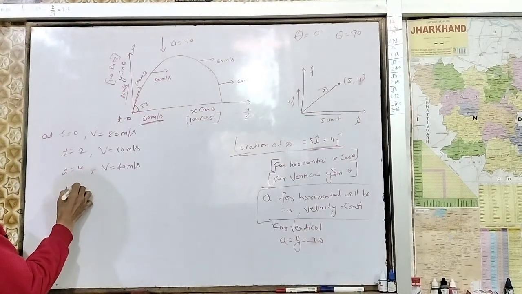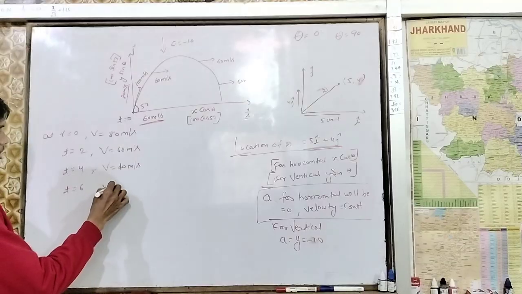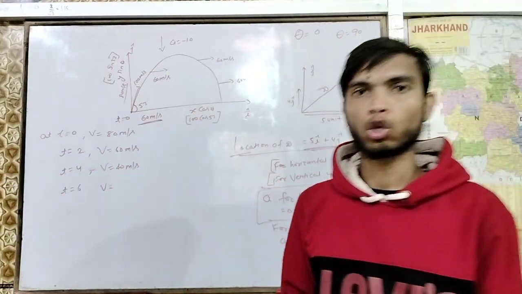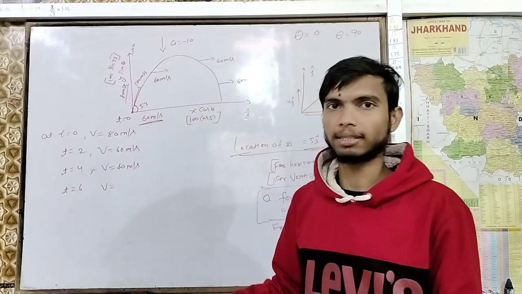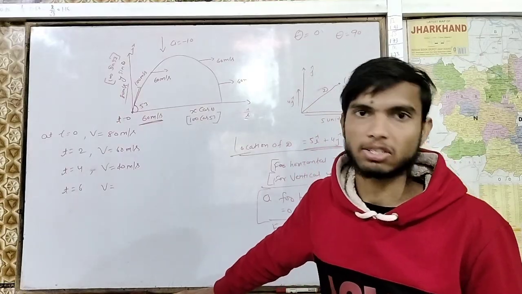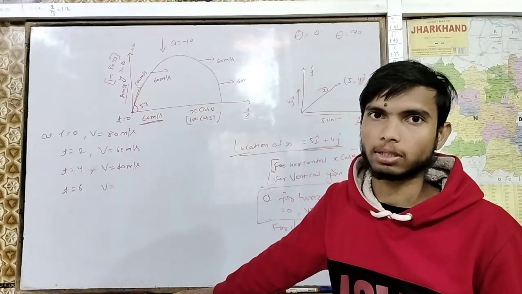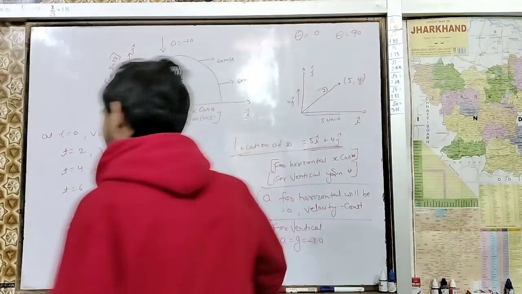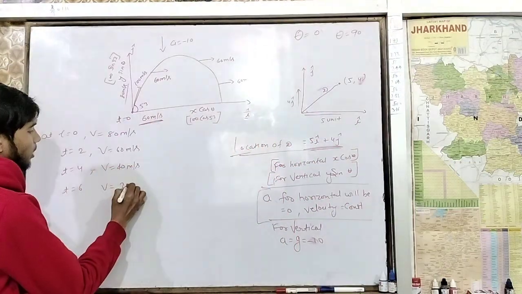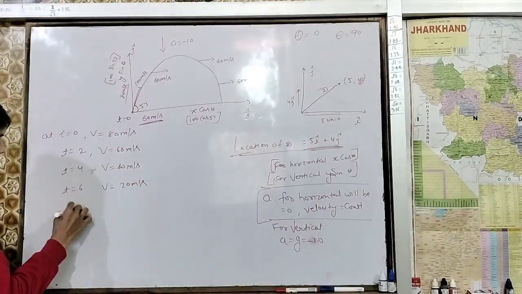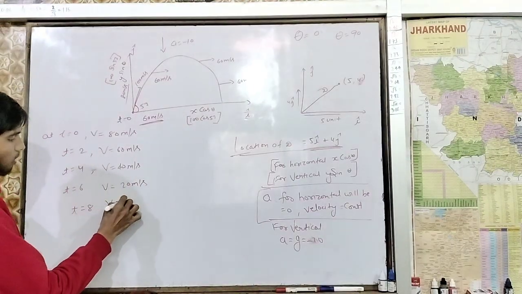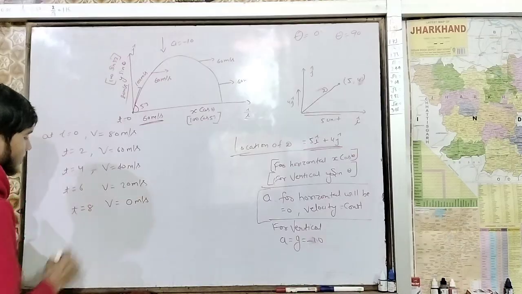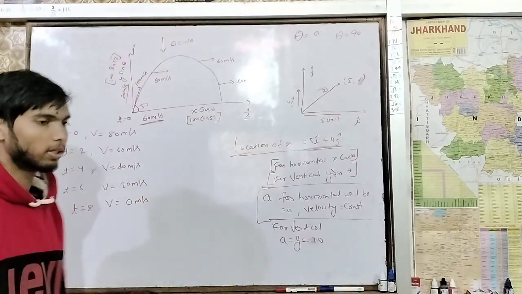Now t is equal to 6. Over here, acceleration is 10, so at 6 seconds the change is minus 60. So 80 minus 60 will be 20. At 8 seconds, velocity is going to be 0 meter per second.